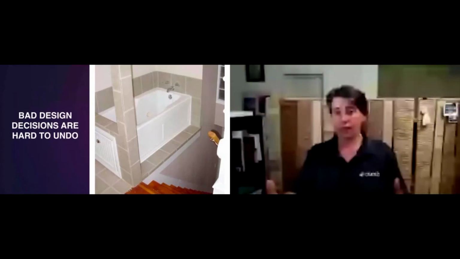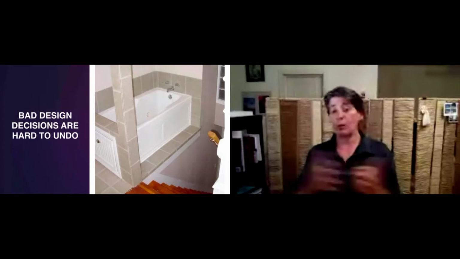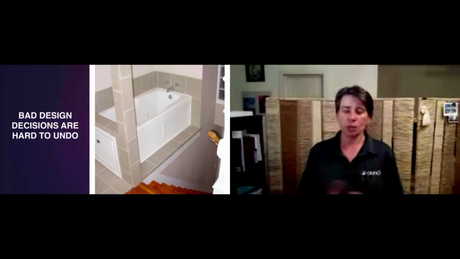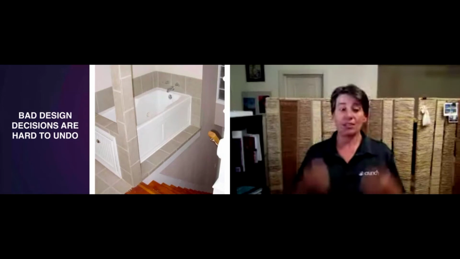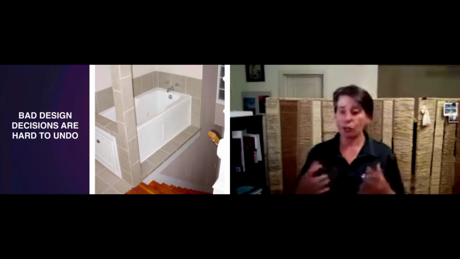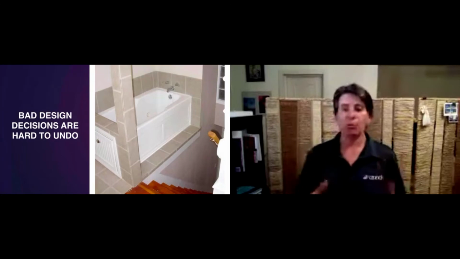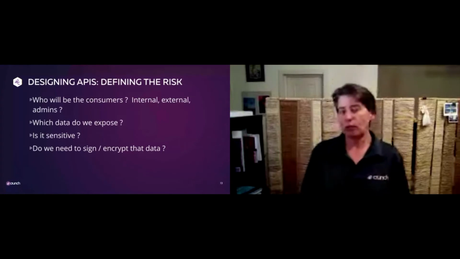So I don't know who had that fantastic idea of putting a bath at the top of the stairs. But as you can imagine, if somebody wants to buy this house and redo this, that's going to be complicated, right? They're going to have to break everything. So design decisions are really hard to undo. That's why, at design time of your APIs, you have to start thinking about security. And here are some guidelines on how to do that.